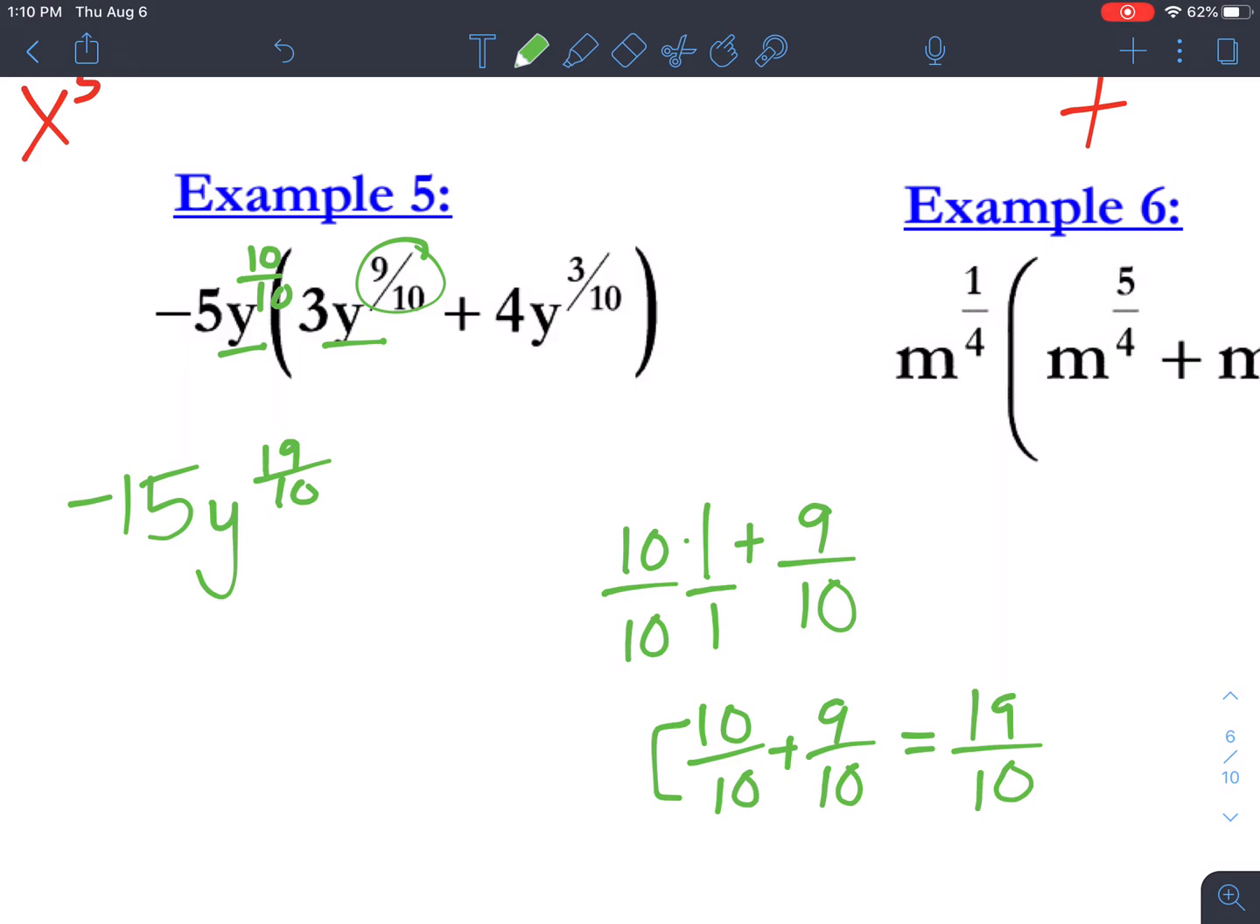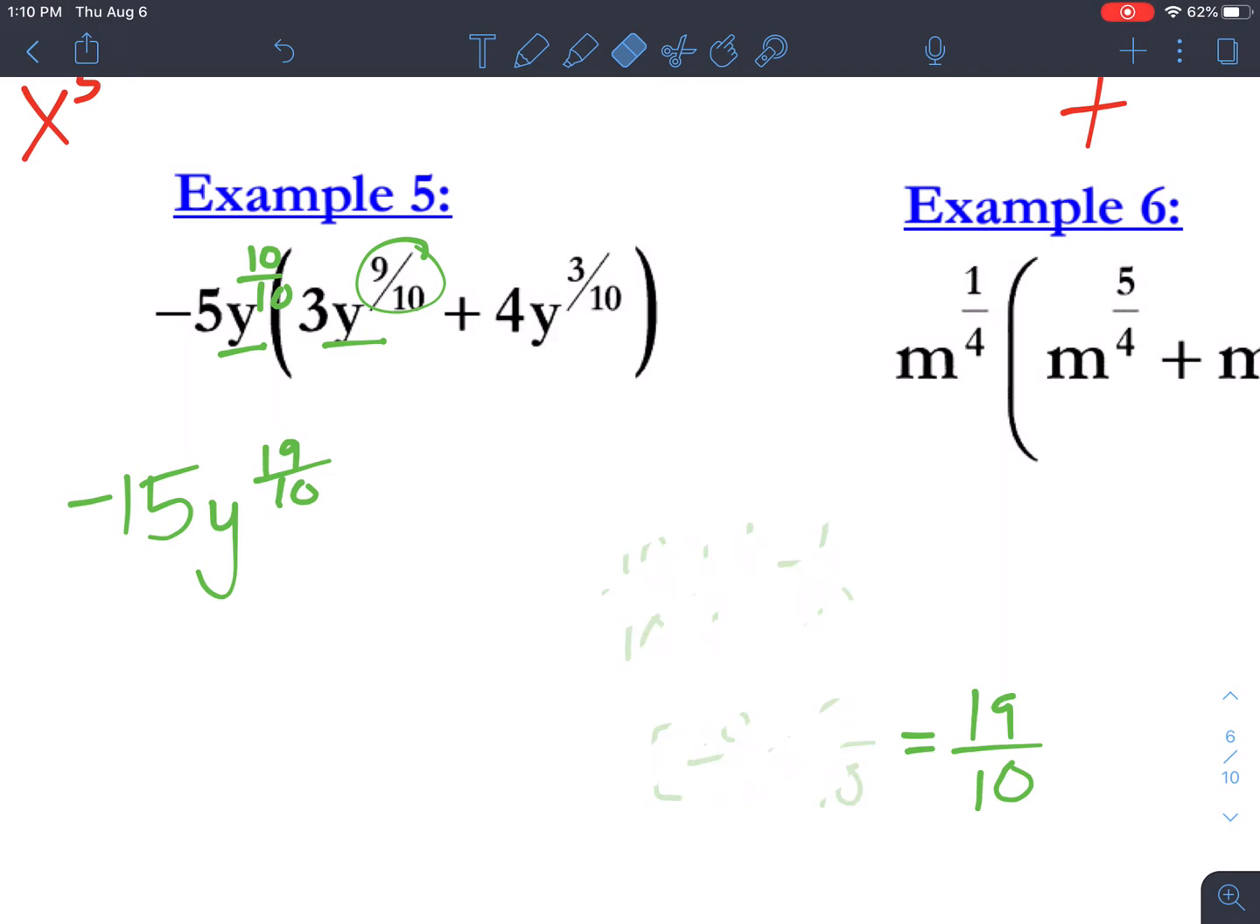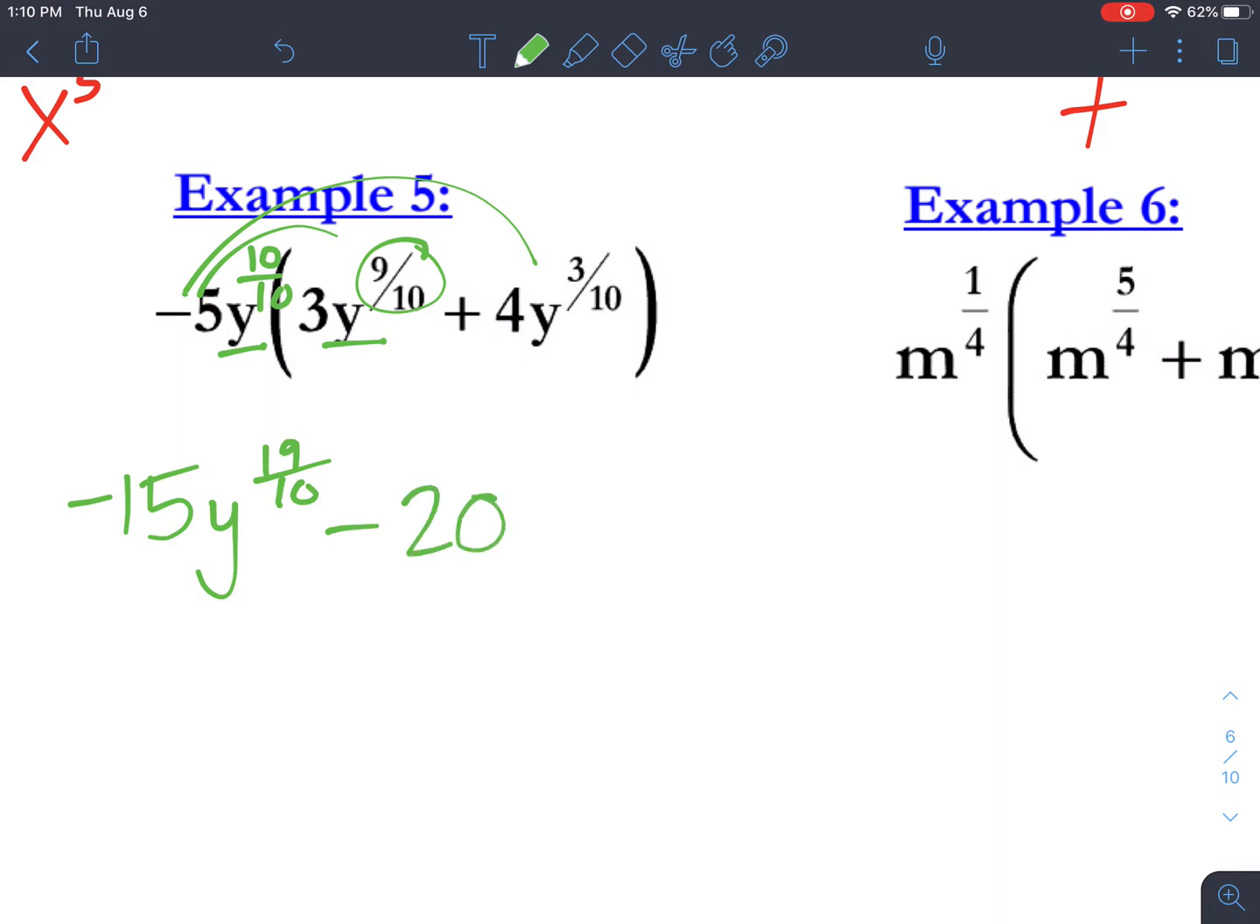Okay, now next step here, distribute to the next guy. That would be -20, 5 times 4, y to the, okay, I take 10 plus 3, that would be 13/10. Okay, and then we pause.